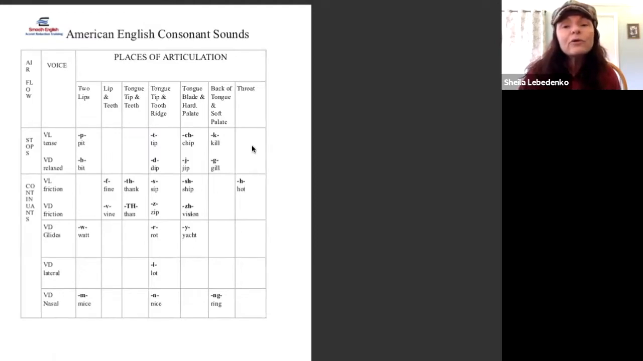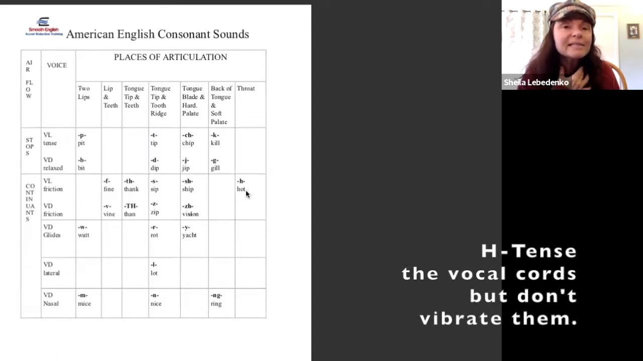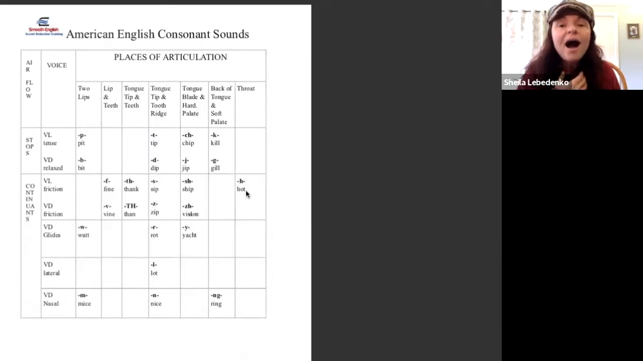Finally, in this row, we have the throat making the H sound. Ha, ha. This is voiceless, and it's coming out of your throat. You are going to tense the vocal cords in your throat, but we're not actually vibrating them. Ha, hot. Okay, let's go to the next row.